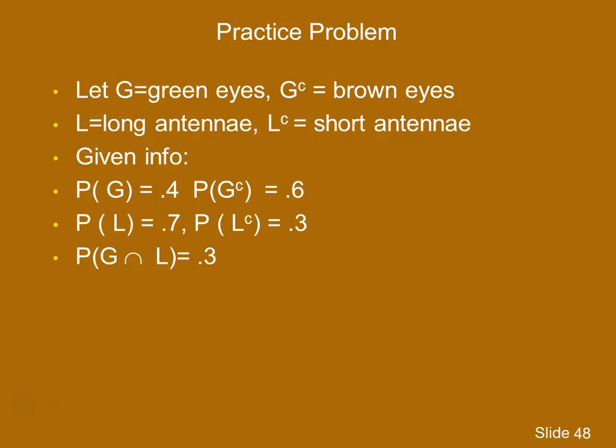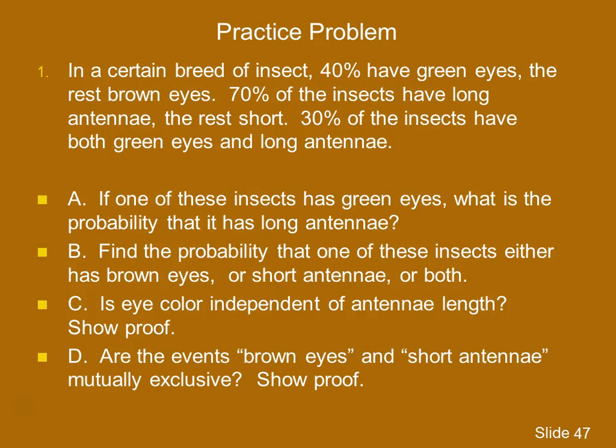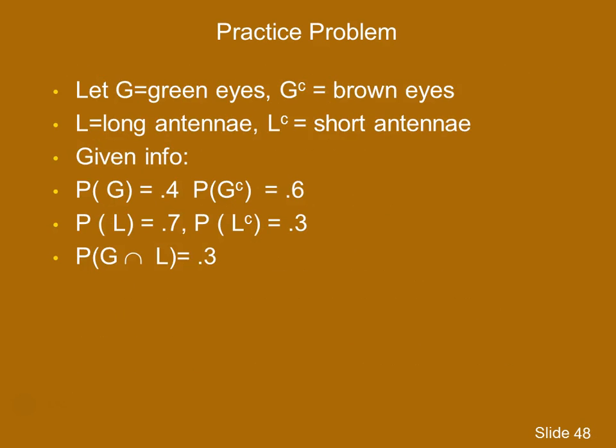Let's set up some notation. Let's let G stand for green eyes, and G complement is brown eyes. L is long antenna, and its complement is short antenna. Now we can write down all the given information. 40% had green eyes and the rest brown, so that's just the probability of G and G complement right here.